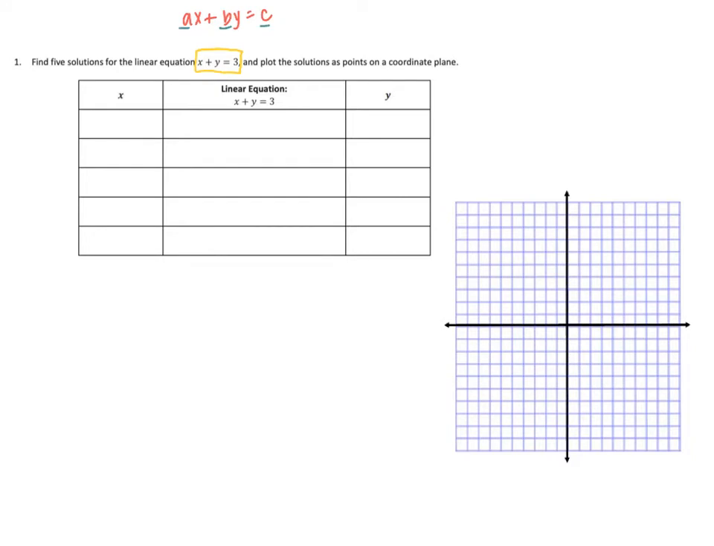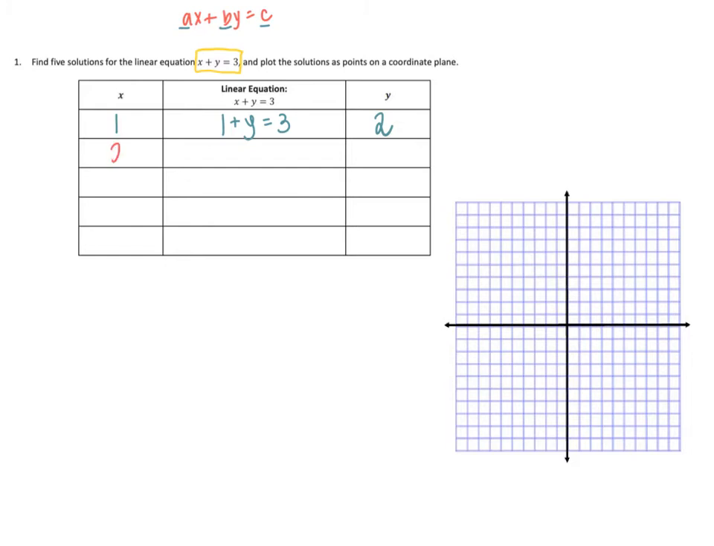So we're going to plug these things in. It's basically saying something plus something equals 3. Well, what if the x was a 1? Then this would become 1 plus y equals 3. Well, what would y be to make the answer 3? 1 plus what equals 3? Well, you can do that in your head. 1 plus 2 equals 3, okay?